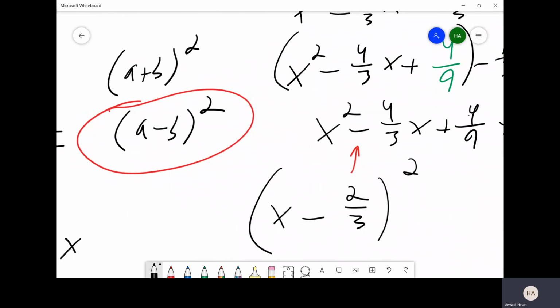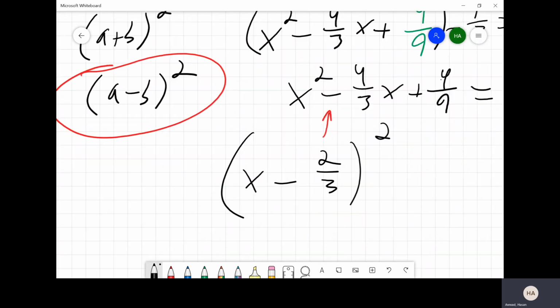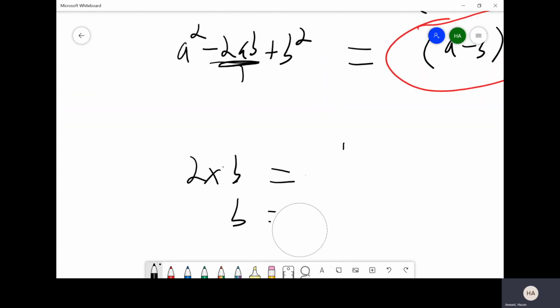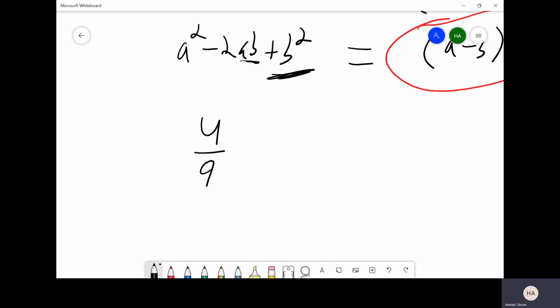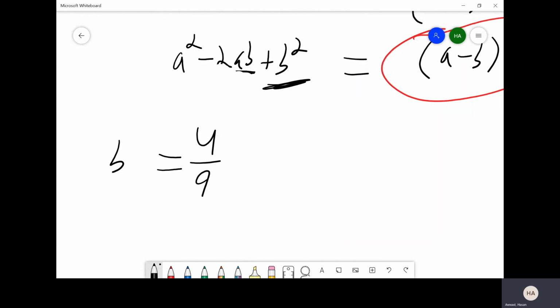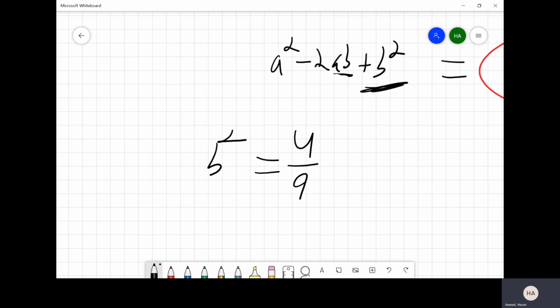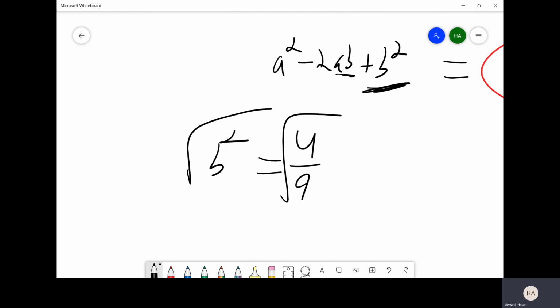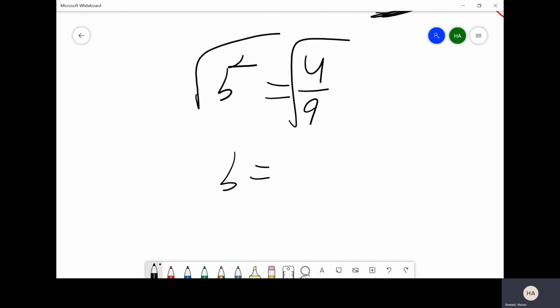Another way is you could have just considered your last term, which is 4/9. And again, what we're looking at now is just the b squared term, 4/9. And this is probably the easier way to think about it. This is b squared. If we're just trying to get b, then just square root it, right? Square root, b is equal to 2/3.